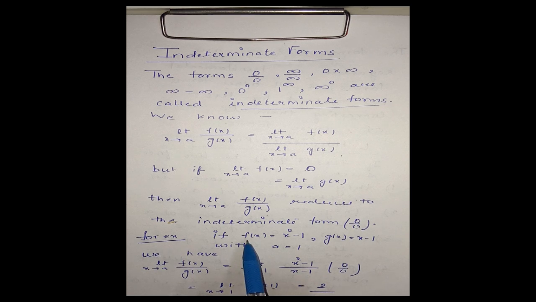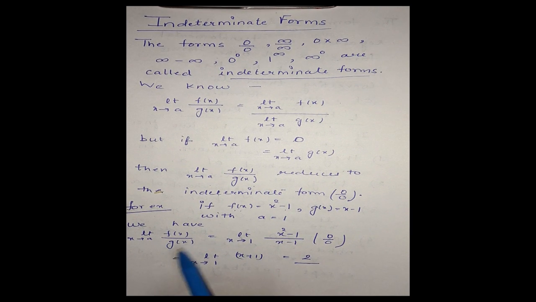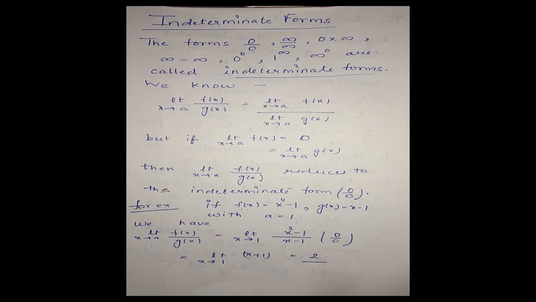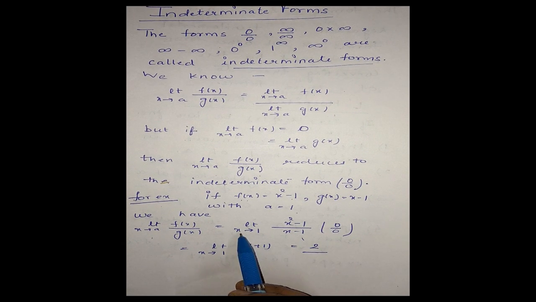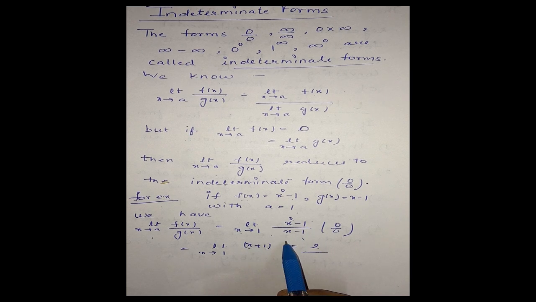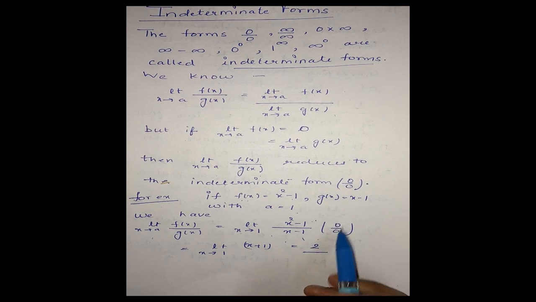For example, if I consider f of x is equal to x square minus 1 and g of x is equal to x minus 1 with a is equal to 1, then limit x tending to a f of x divided by g of x is equal to limit x square minus 1 divided by x minus 1. Now taking limit x tending to 1 in the numerator and in the denominator as well, we have 0 in the numerator as well as 0 in the denominator also. That means it is 0 by 0 form. This is an indeterminate form.